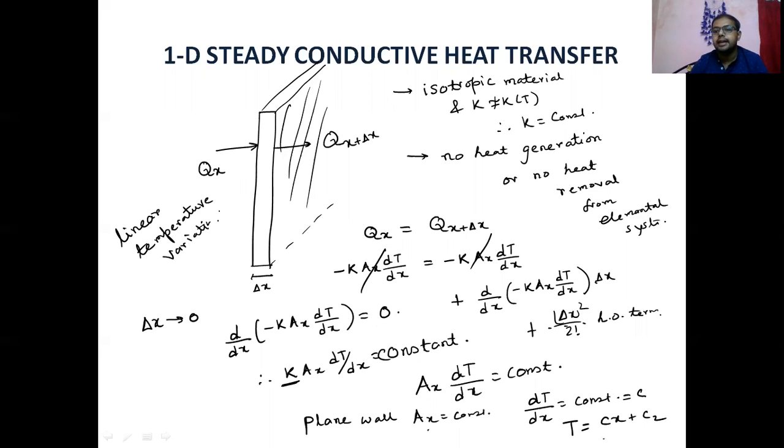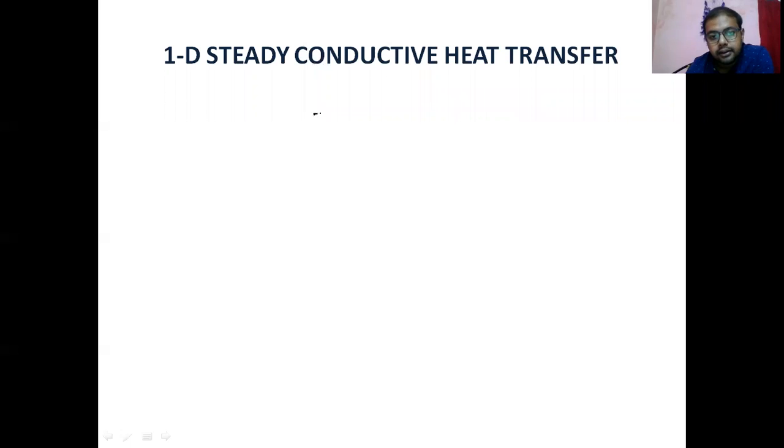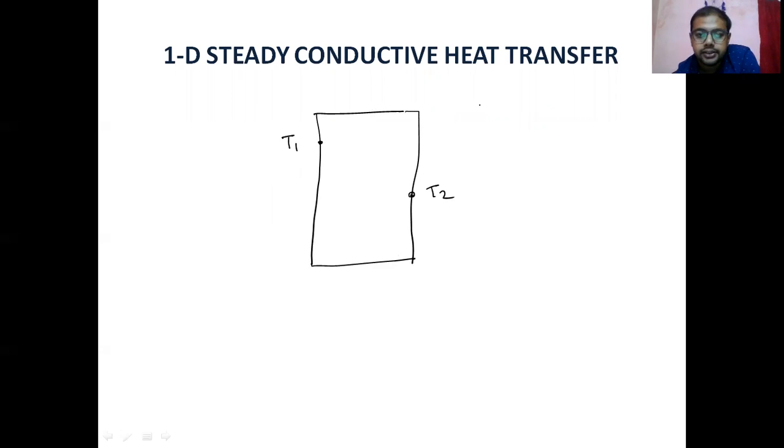You will get the linear temperature variation. What does it mean? I'm rewriting this thing. If it is the plane wall, we concentrate on this, it is very important. The plane wall: if here temperature is T1 and here temperature is T2, along the x direction, it is varying linearly. Linear variation of temperature. The gradient is constant. dT/dx is constant.